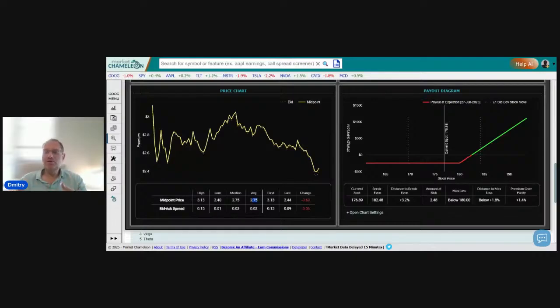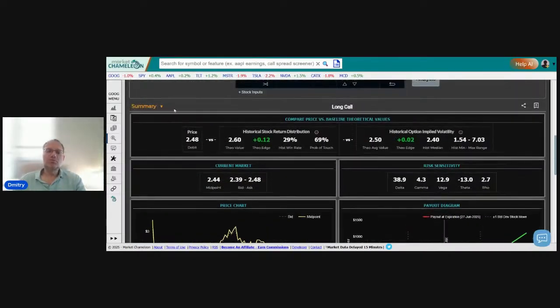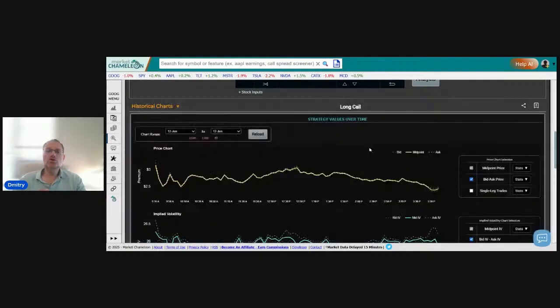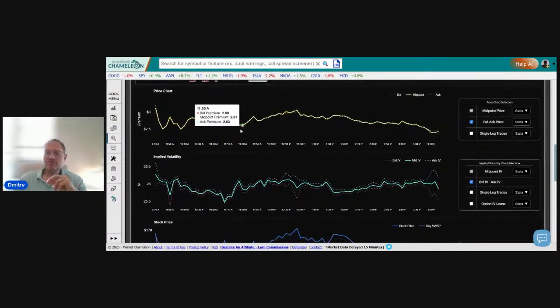So let's go a little bit deeper and analyze the trading and the volume in this option, because this is only mark to market, and the option value could change, like we said, with 0 trades, 0 volume. So we're going to come up here under summary, and we're going to go to the historical charts. Okay, so the historical chart now brings up the same graph we looked at.